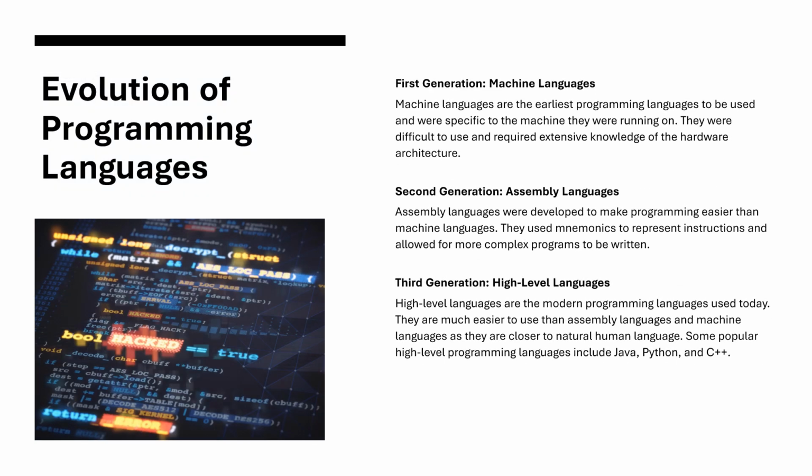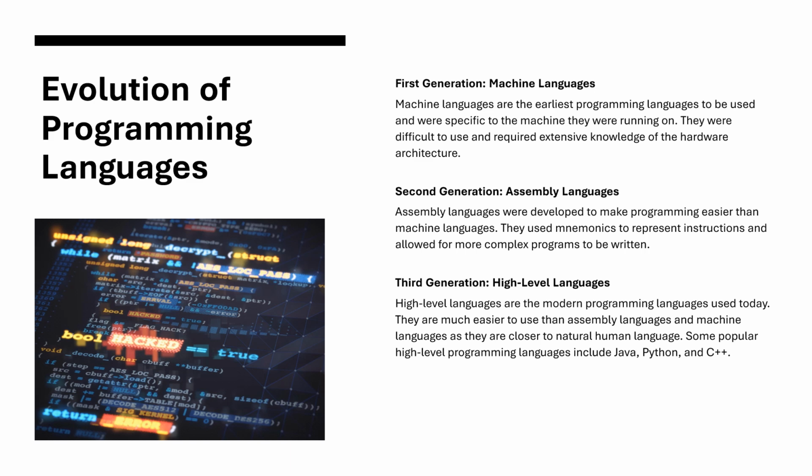Evolution of programming languages. First generation, machine languages. Machine languages are the earliest programming languages to be used and were specific to the machine they were running on. They were difficult to use and required extensive knowledge of the hardware architecture.